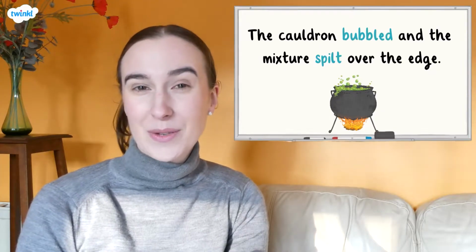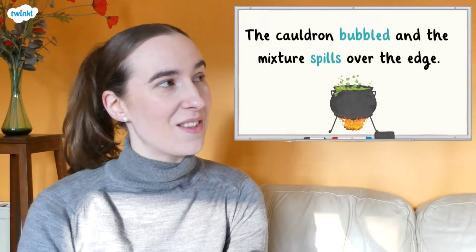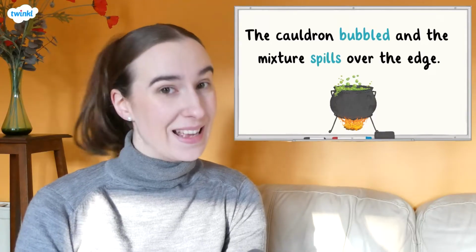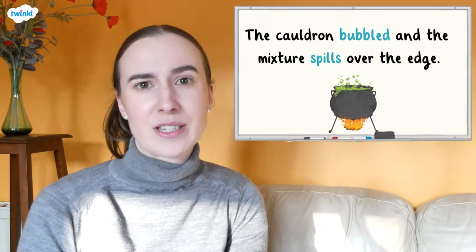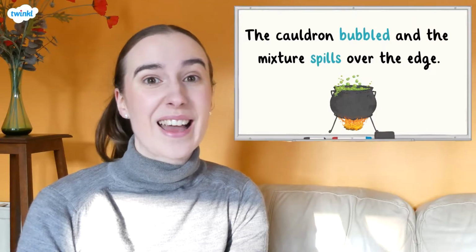Now, how would it sound if the tenses were inconsistent? The cauldron bubbled and the mixture spills over the edge. Bubbled is written in past tense and spills is written in present tense. You can see that it is very confusing and the tenses don't match.